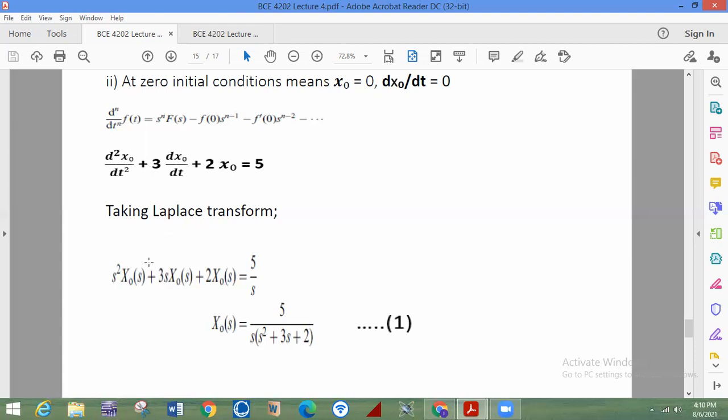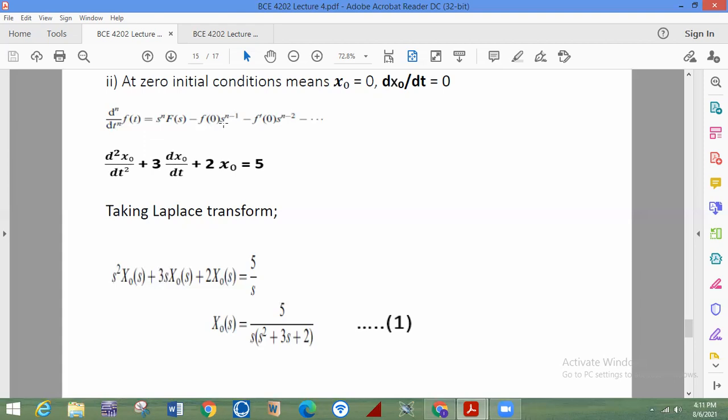Wait, before a plus, we said if it's a second derivative, we apply this term and this term. So if we apply these terms, this one and this, it gives us 0. That's why we have s squared, x naught. Okay, but let's see. If we apply this, what happens?